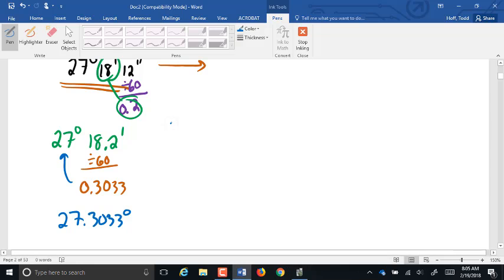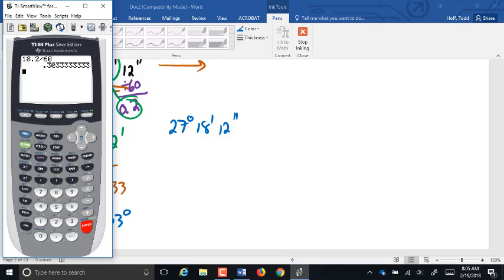Now, if I were doing this on a calculator, I would actually do this all right within the calculator. 27 degrees, 18 minutes, 12 seconds. I would start with that smallest unit, the 12. I'm going to divide by 60. Get the 0.2. My next unit is the minutes. I'm going to add that. Add 18, hit equals. That's 18.2. And now I'm going to divide that by 60 to make it degrees. 0.303. And then I'm going to add my 27 degrees. So it gives me 27.3033.